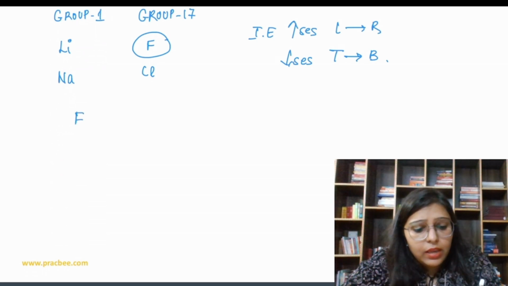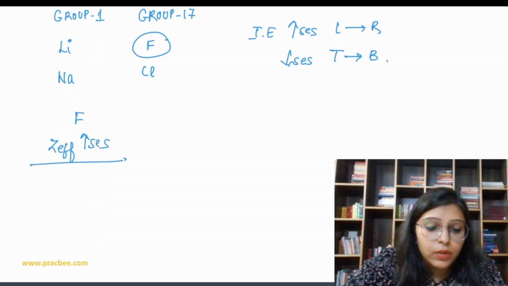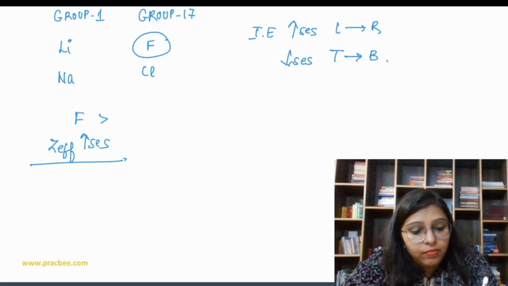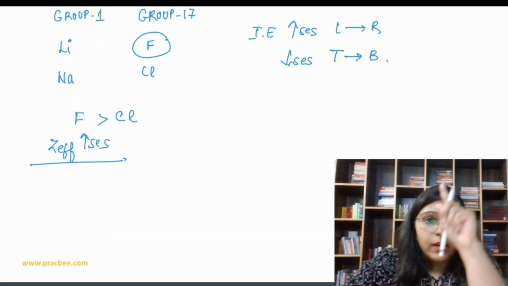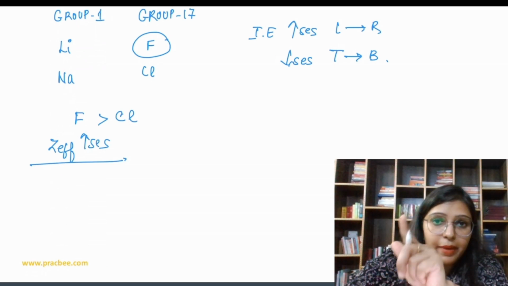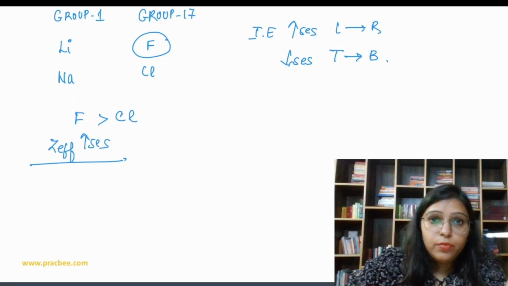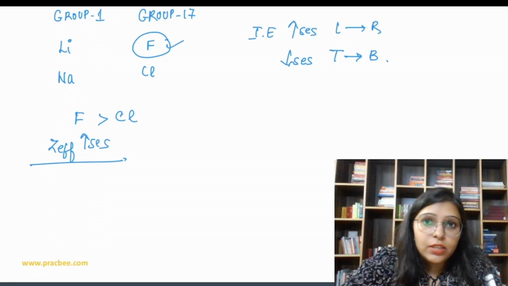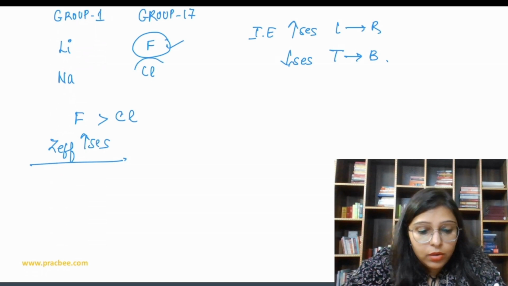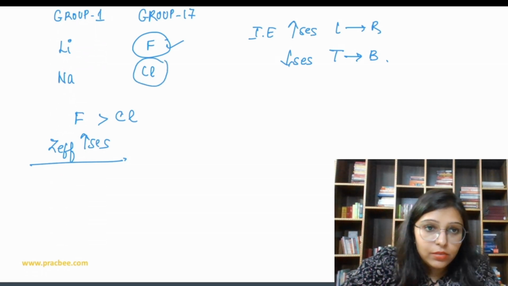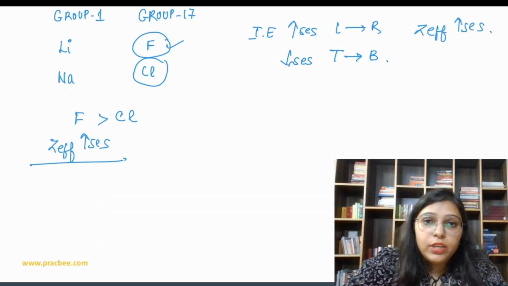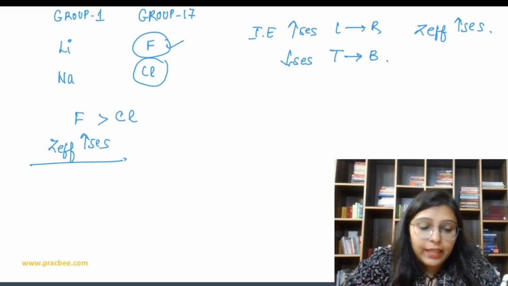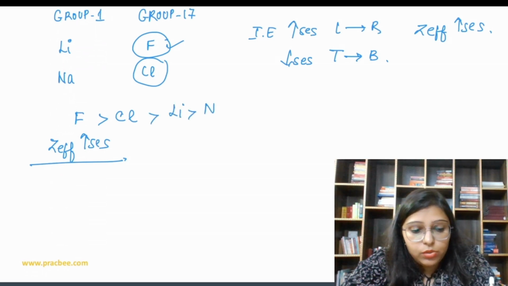Why? Because effective nuclear charge also increases over here, right? The fluorine is maximum. Then we have chlorine. Okay? Hydrogen, helium, lithium, beryllium, boron, carbon, nitrogen, oxygen, fluorine. So fluorine's effective nuclear charge is more in comparison to lithium, and chlorine's effective nuclear charge is more in comparison to sodium, because left to right Z effective also increases. So after fluorine we have to write chlorine, then lithium, and then sodium.